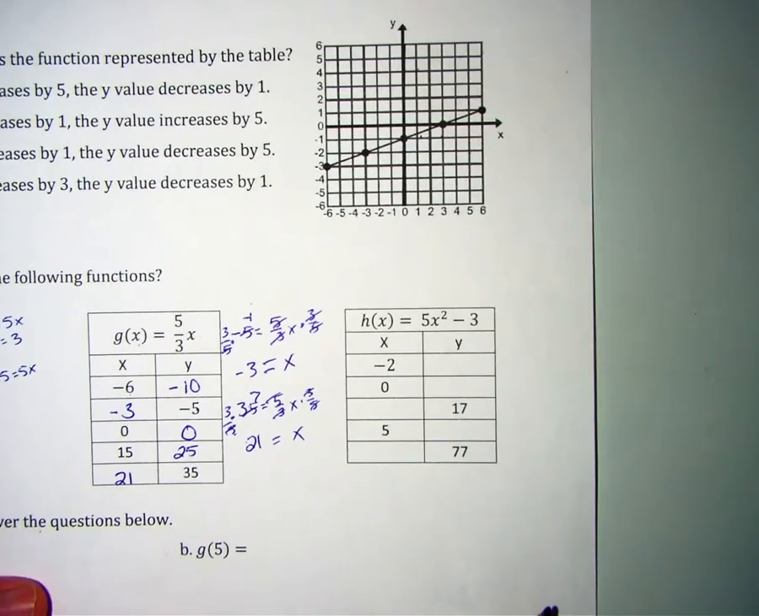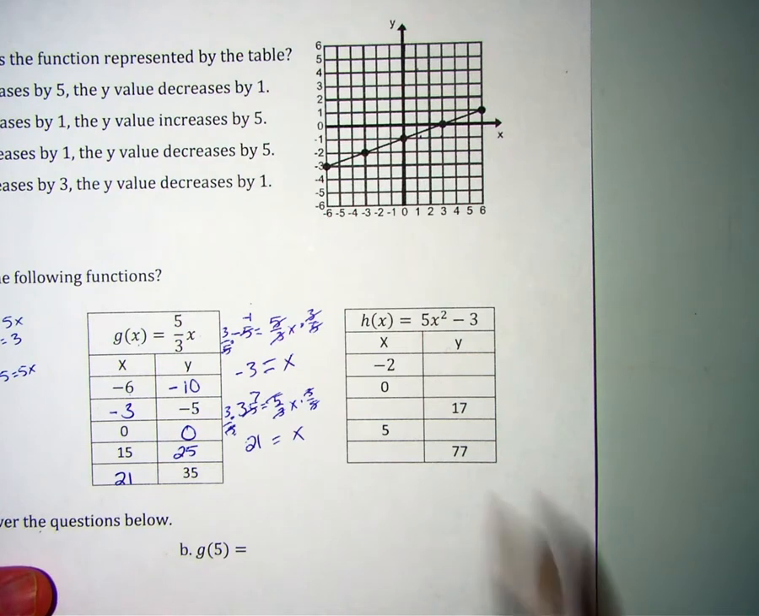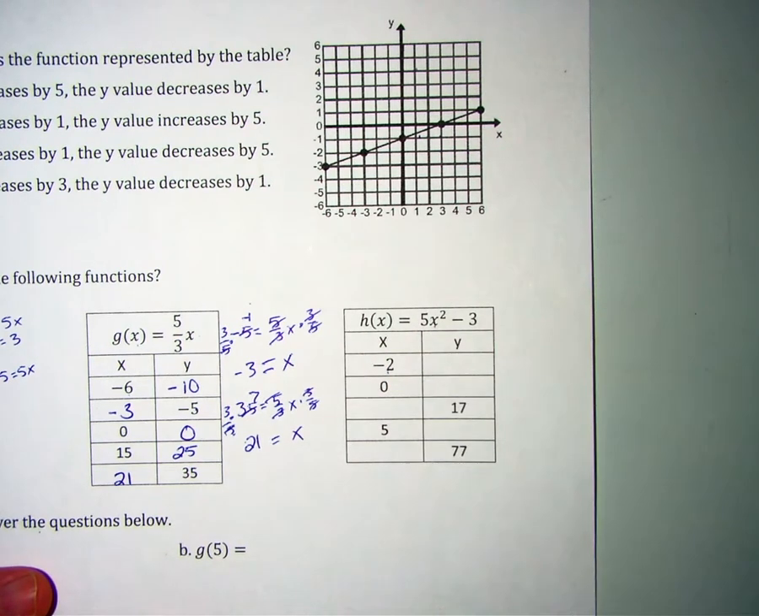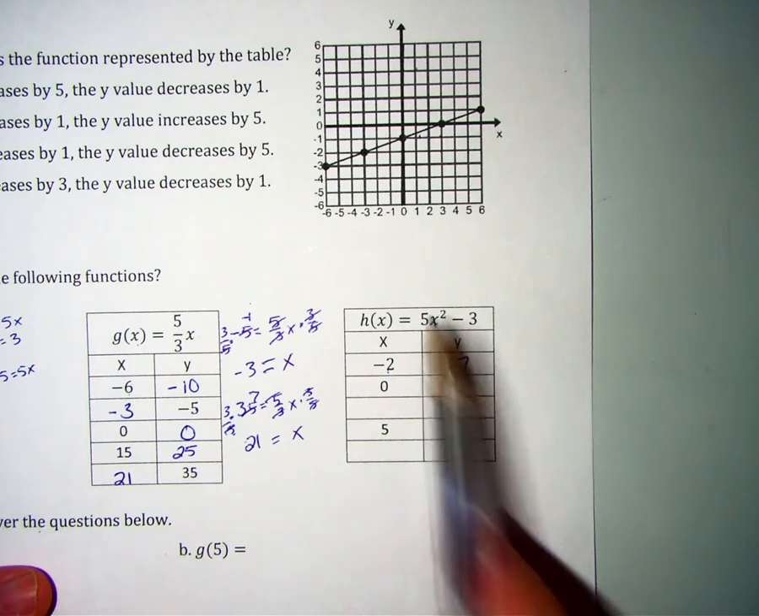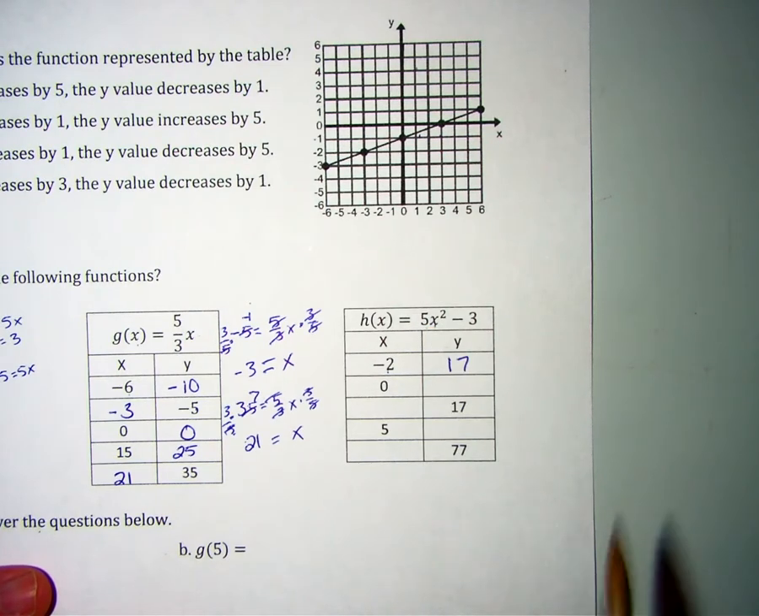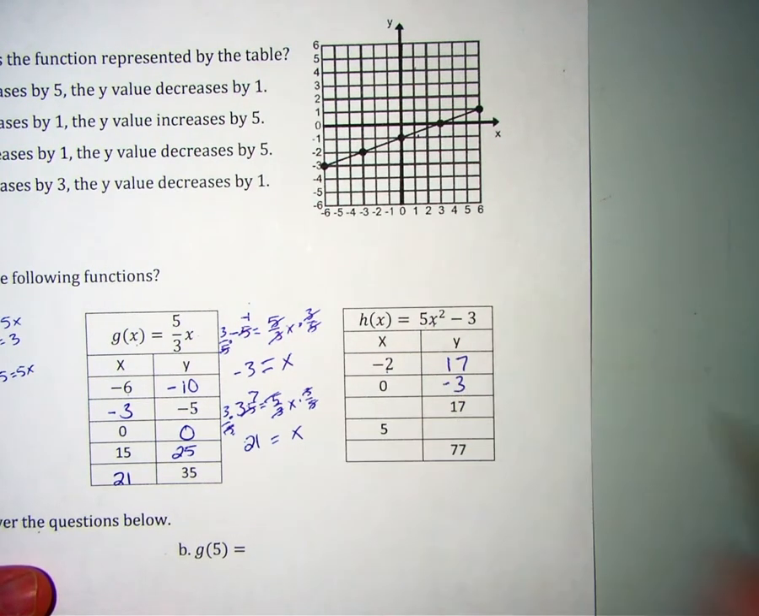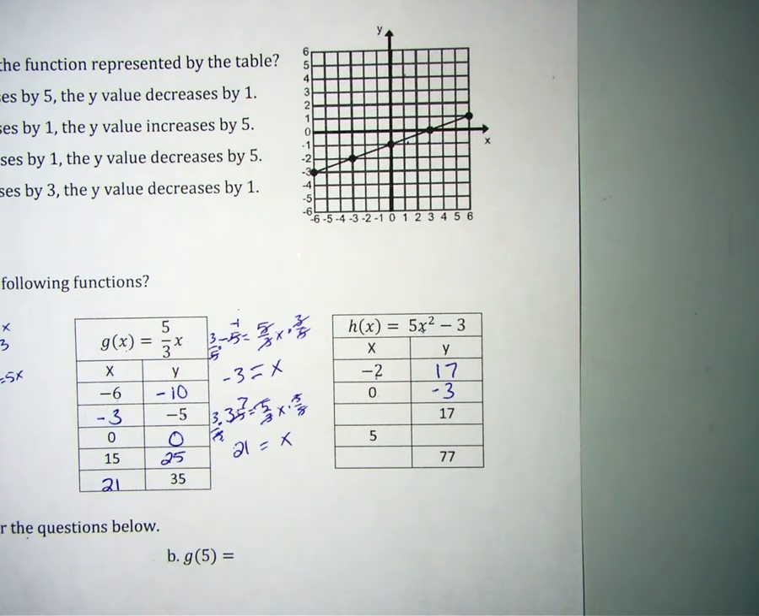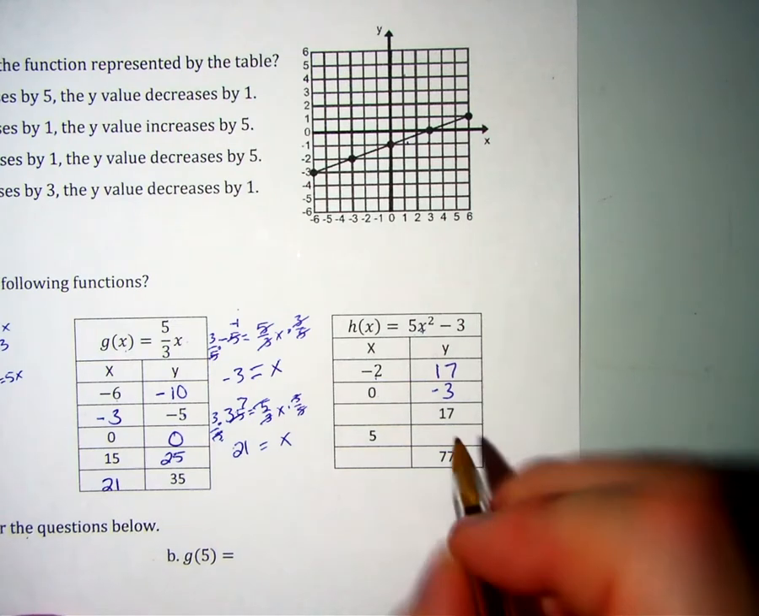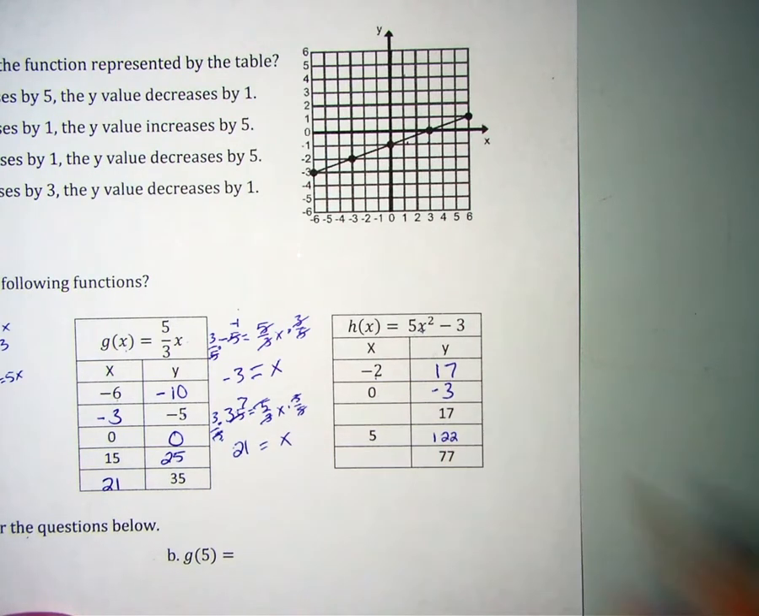Now the last one. No longer in direct variation form, but that's okay. We can still handle it. We plug the negative 2 in for x. Negative 2 squared is 4 times 5 is 20 minus 3 gives us 17. 0 squared is 0 times 5 is still 0 minus 3 is negative 3. 5 squared is 25 times 5 is 125 minus 3 is 122.